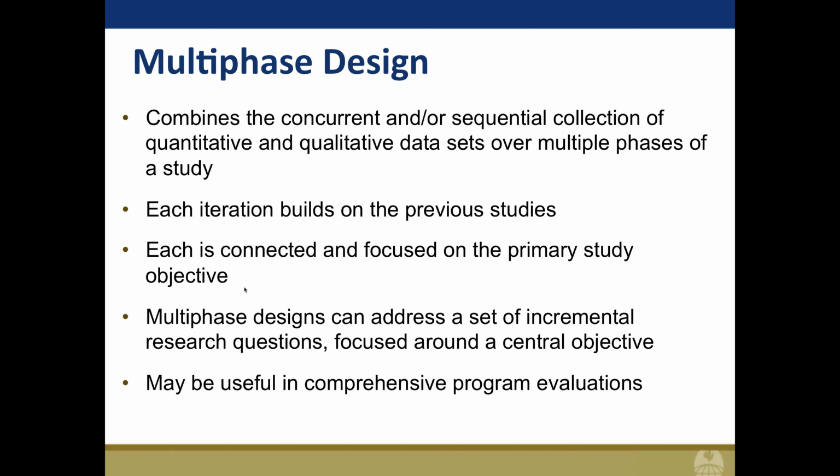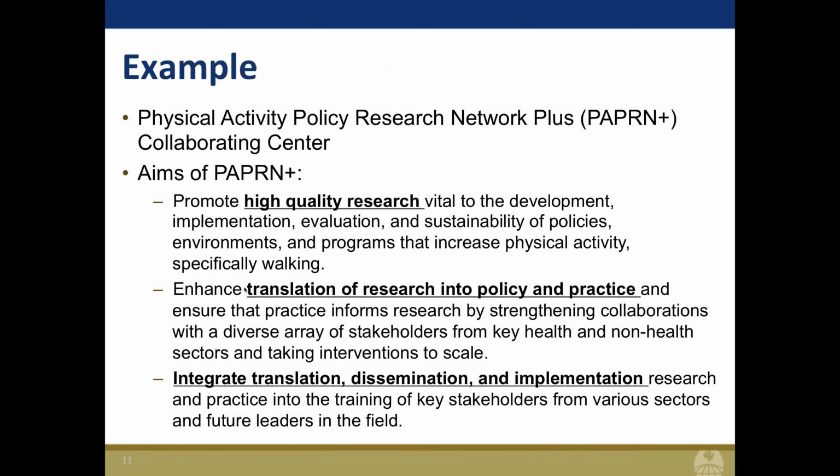So let me just walk you through a brief example to tell you how we're thinking about this in practice. During my introduction, Chad mentioned PAPRIN Plus, and the Physical Activity Policy Research Network Plus coordinating center is housed here at Johns Hopkins, and we also have a collaborating center that focuses on research. And just for those of you who are unfamiliar with PAPRIN Plus, there are three main aims. It's to promote high-quality research, vital to the development, implementation, evaluation, and sustainability of policies, environments, and programs that increase physical activity, specifically walking. We also emphasize translation of research into policy and practice, and integrate the translation, dissemination, and implementation of research and practice into training.